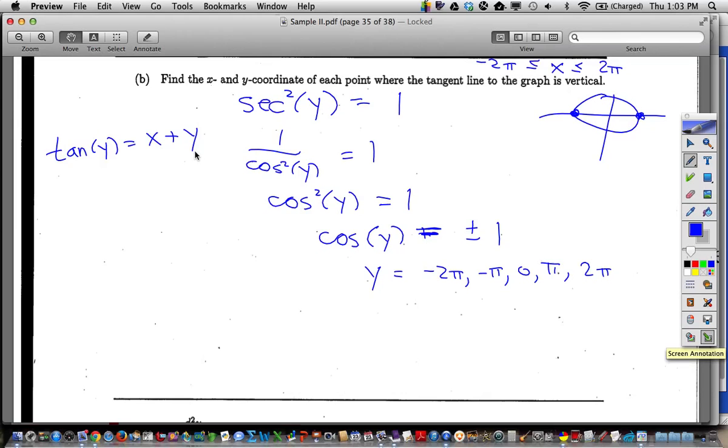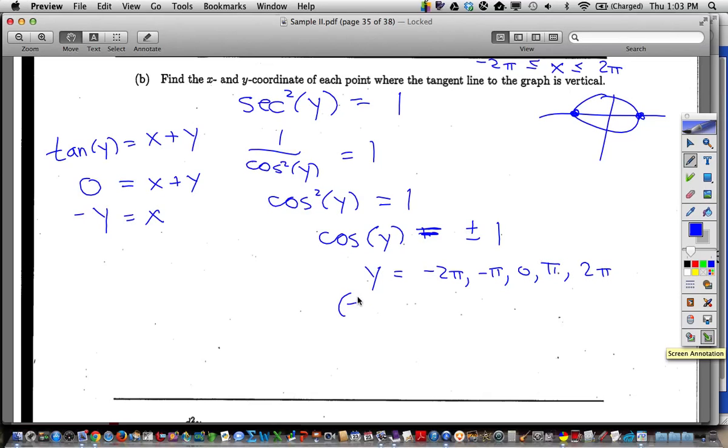Because remember, what's tangent y? It's sine over cosine, right? Tangent is sine over cosine. Well, at all of these points, what's sine? 0. So sine over cosine is going to be 0 over something, so it's always going to be 0. So this side is, no matter what I plug in there, any of my choices, that side is going to be 0. So x plus y is 0, so x is just negative y. X is always going to be the opposite of what y is.